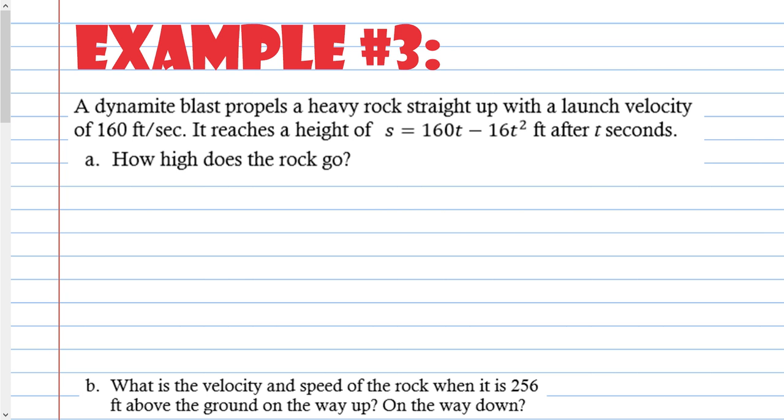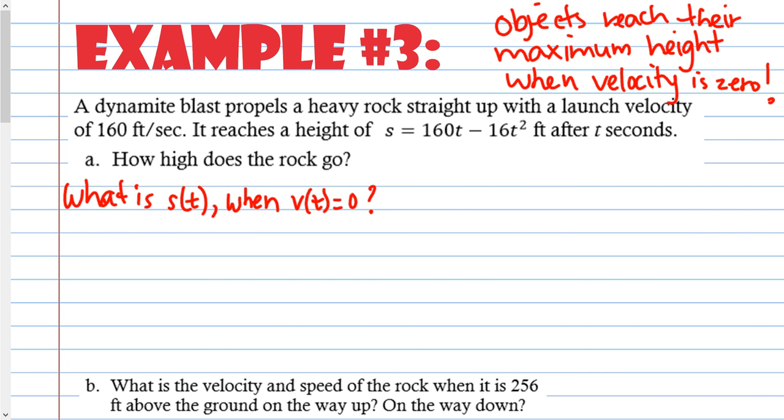Because objects reach their maximum height when velocity is 0. So this is basically what I said. Objects reach their maximum height when velocity is 0. So we are looking for here, what is the position when the velocity equals 0? The when part, of course, means the time. So what we're going to do is take the velocity function that we will find after we derive, and set it equal to 0.